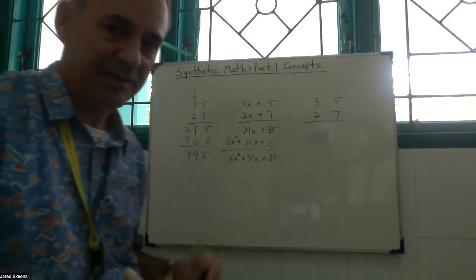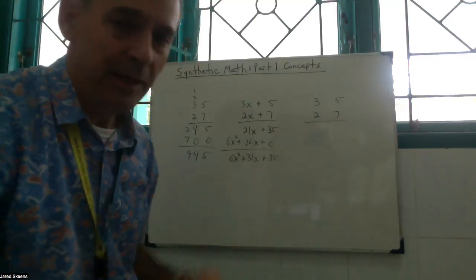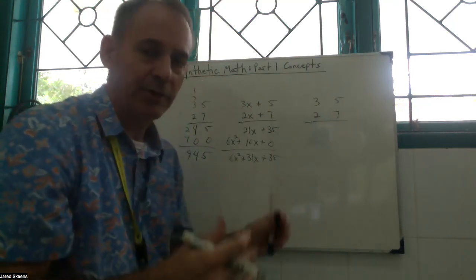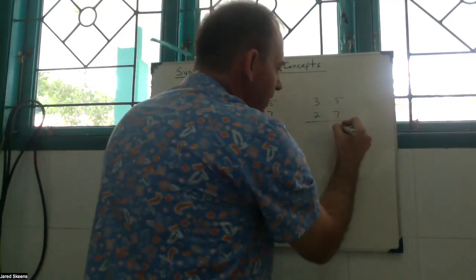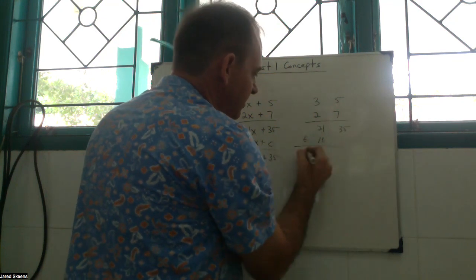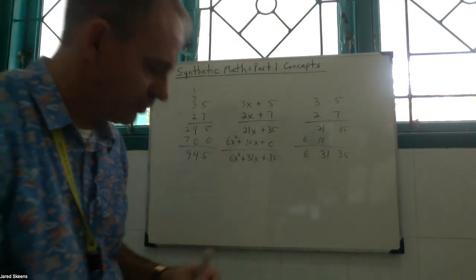So if we do the synthetic multiplication, again, we're using the basic math platform. We just copy the coefficients from our polynomial, but we follow the algebraic rules. 5 times 7 is 35, 3 times 7 is 21, 10 and 6, 6, 31, 35. Very fast and easy to do.